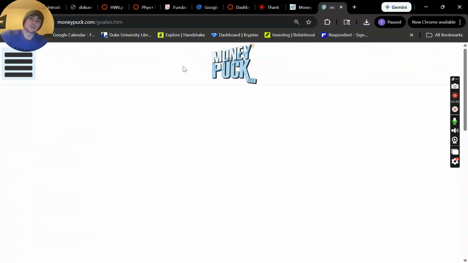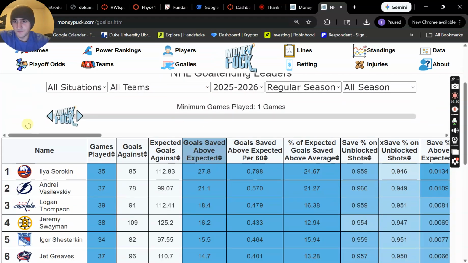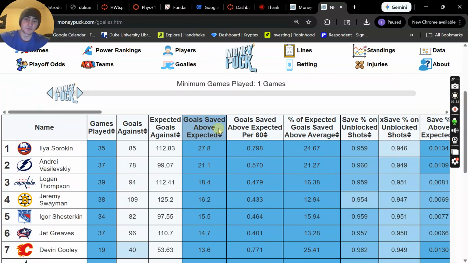Same with the goalies section. So as you can see here, goals saved above expected. If you go on Twitter or you go on sports betting sites or whatnot, the news is always going to refer to goals saved above expected, because that's more of a general statistic that they use now for rating goaltenders. And you can see, yep, Ilya Sorokin, Andrei Vasilevskiy, Logan Thompson, the three expected guys that you would see are the leaders in goals saved above expected.